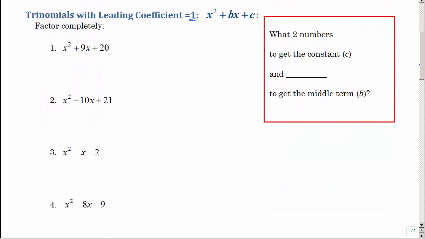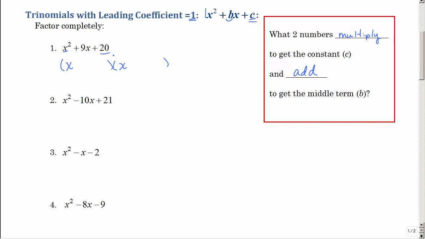So how do we factor a trinomial as long as it has a leading coefficient of 1? Well, we ask ourselves, what two numbers multiply to get the constant c, which is that last term, and add to get the middle term b? And yes, we have to take signs into account as well. So we have a leading coefficient of 1. So we know x times x is x squared.